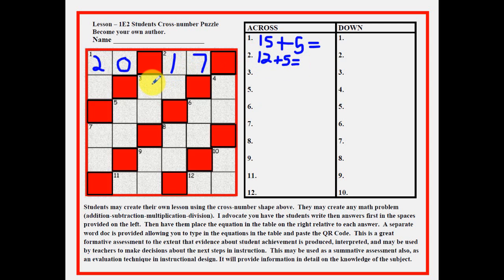Now for number 3, you might want to use another number, and you can make this as sophisticated as you want. Like I say, this is a great assessment. So for number 3, let's very simply say 40. Now, for this equation, let's say 50 minus 10. So the kids can work in subtraction.